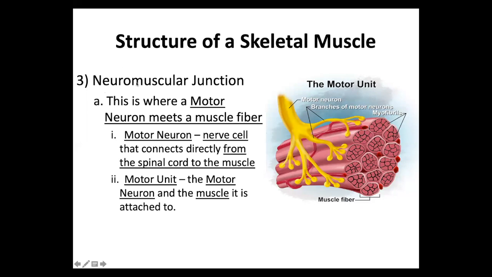Neuro, meaning your nervous system. This is a neuron, neuro. Muscular, it is interacting with a muscle, neuromuscular. And junction is a location where two things meet. So this is where a neuron and a muscle join.